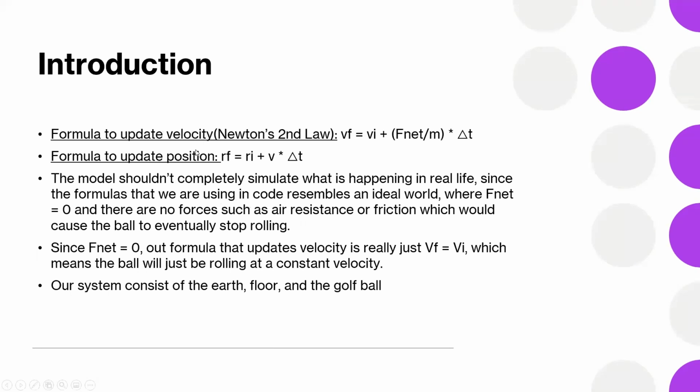These are the two main formulas that we will use in our Python model. The first formula is updating the velocity, and it's based on Newton's second law or the momentum principle. It says that the final velocity equals the initial velocity plus F net divided by the mass times delta t. However, F net is zero, so this formula really just simplifies into final velocity equals initial velocity, which means that the ball will be rolling at a constant velocity throughout the entire time duration. And our system will simply consist of the Earth, the table, and the golf ball.